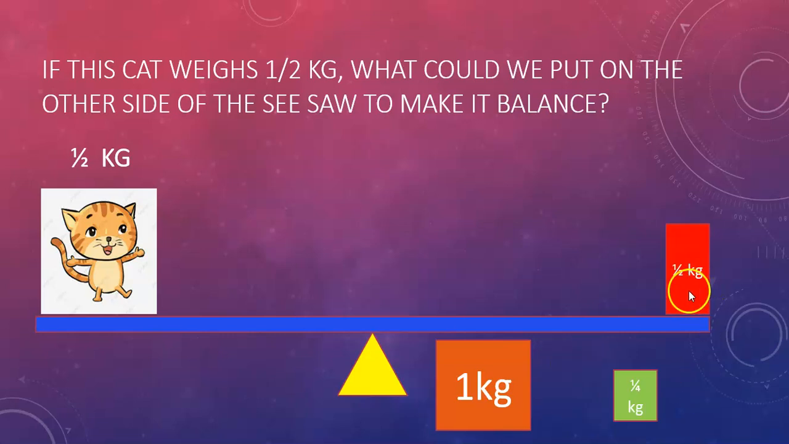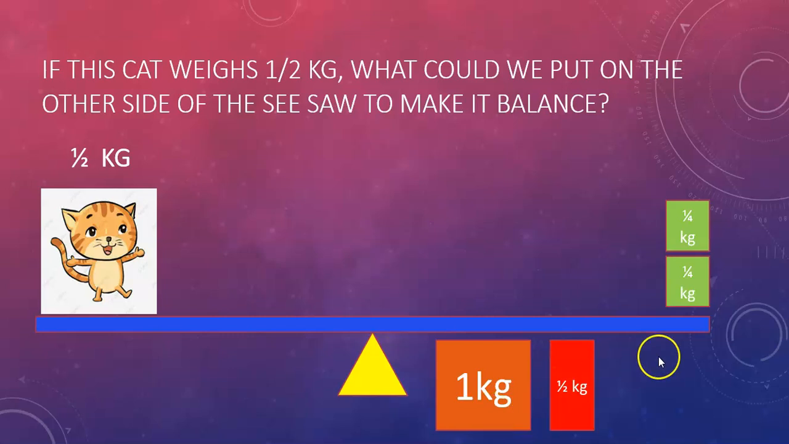Yes, we could use 1 red block, because 1 red block is 1/2 of a kilogram, and this happy cat also weighs 1/2 of a kilogram. We could also use 2 green blocks, because 1 green block is 1/4 of a kg, 2 green blocks is equal to 2/4, which is the same as 1/2. So 2 green blocks weighs the same as this cat.